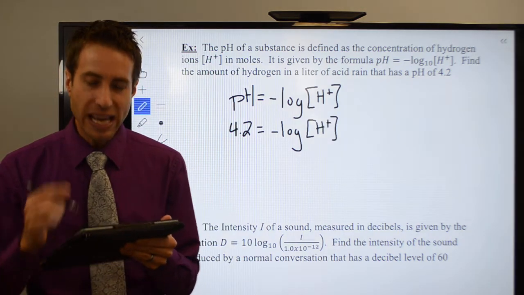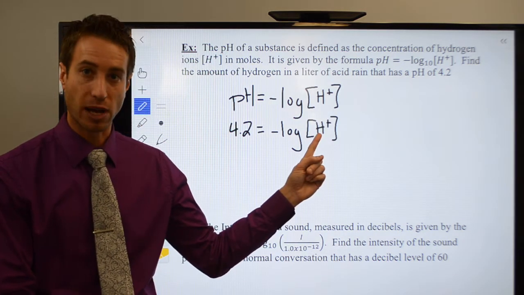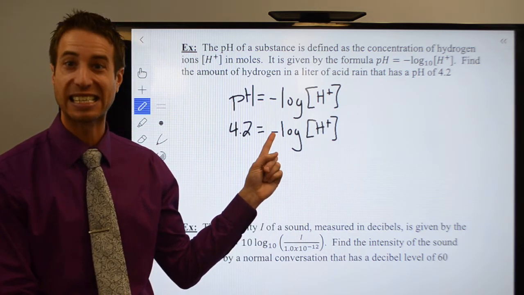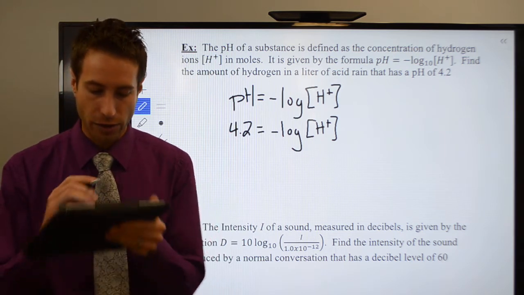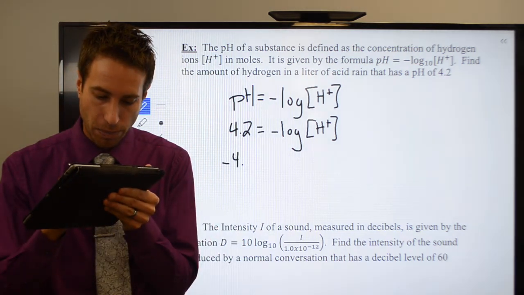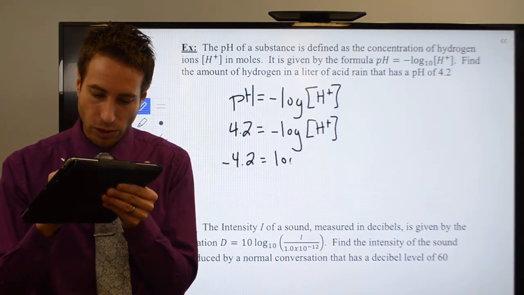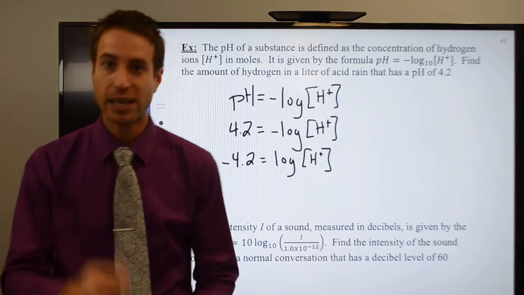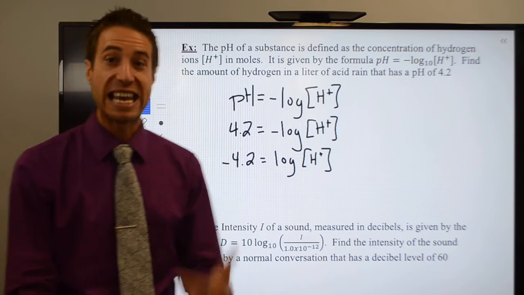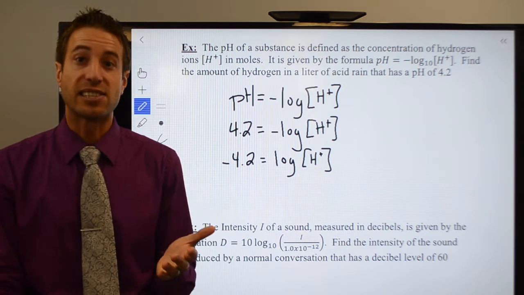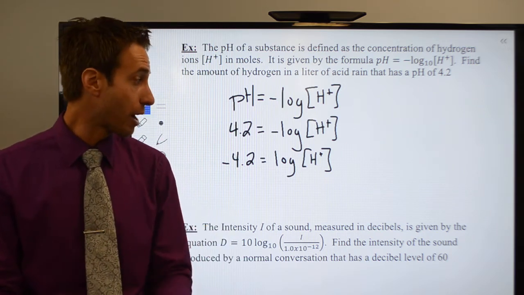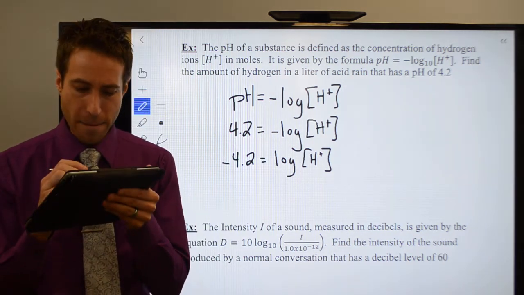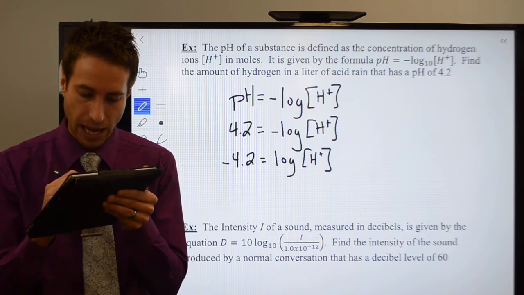What I need to do is solve for H+. So the first thing I'm going to need to do to get this H+ by itself is that minus sign has got to go. I'll move it to the other side. Negative 4.2 is equal to the log of the hydronium ion concentration, the hydrogen ion concentration. And now, guys, it's Snail Method. At least, hopefully, you should right away recognize it as the Snail Method. So our good old trusty Snail Method even shows up in chemistry.